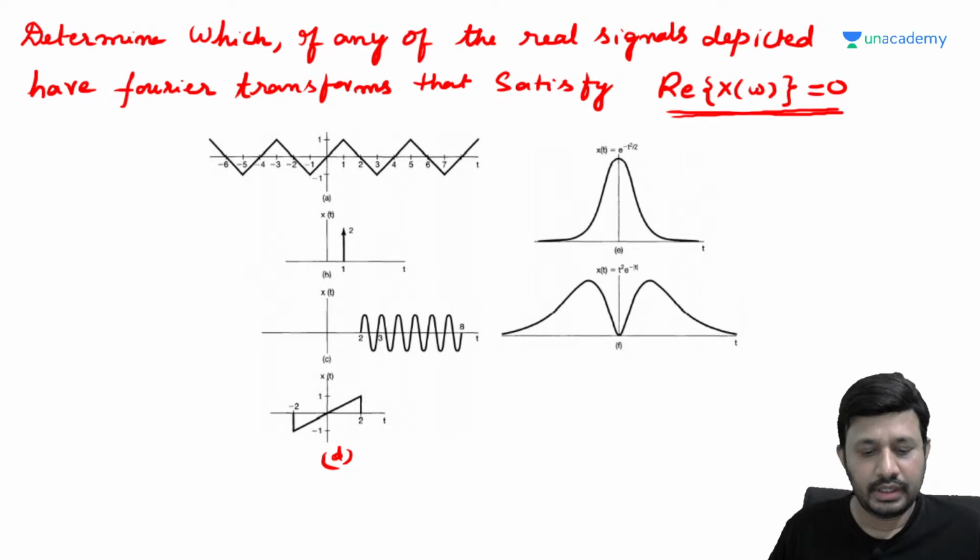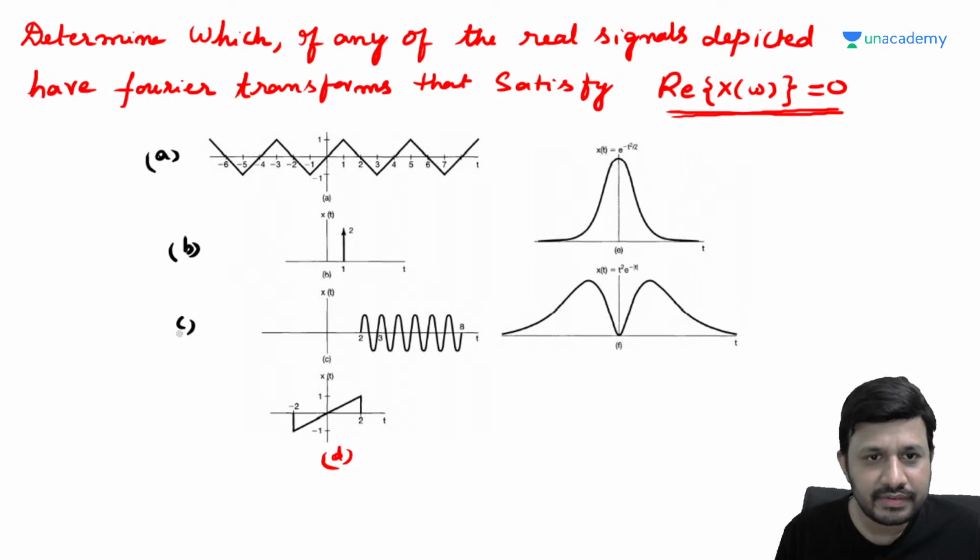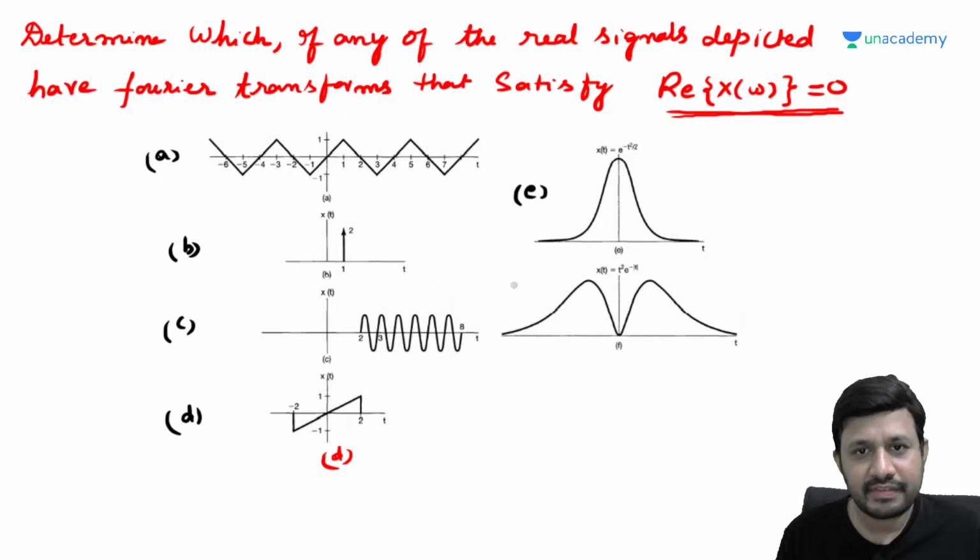Determine which, if any, of the real signals depicted have a Fourier transform that satisfies the condition real part of X of omega is equal to 0. Now he has given different signals. The first one is A, second one is B, third one is C, fourth one is D, fifth one is E, sixth one is F. Now these are all real signals.